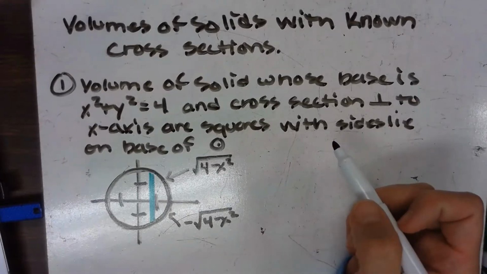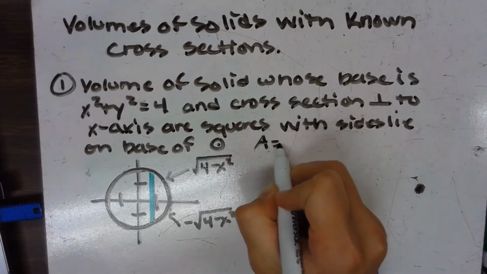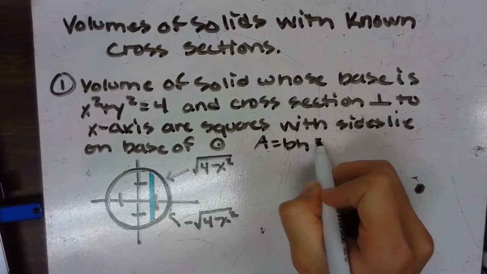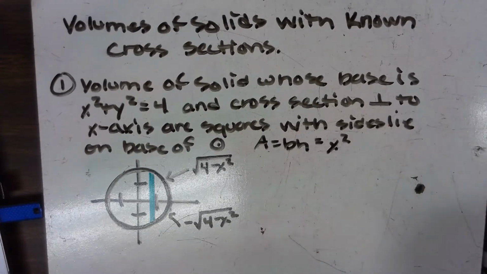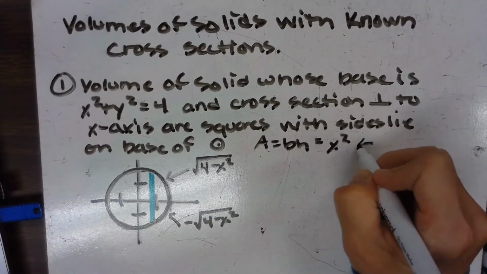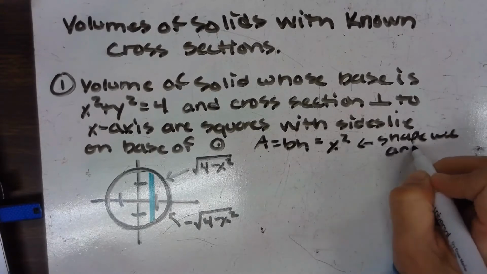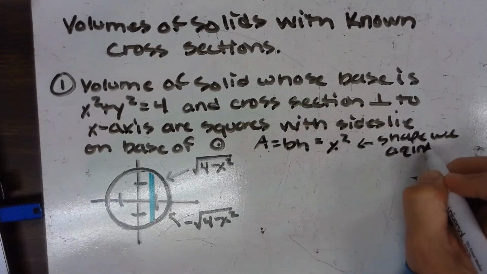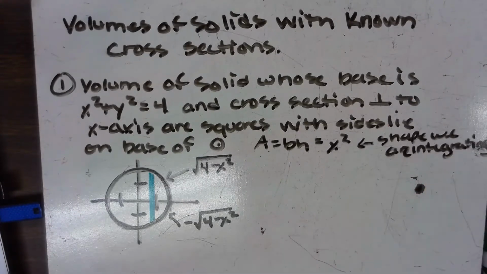Now, we're talking about a square. What is the area of a square? A lot of you will say base times height, or it would be side squared. I'm just going to put x squared for the side squared. This is the shape we are integrating, and that we're taking the cross section of. If I tell you it's a triangle, we'll have the area of a triangle right here, and we will be integrating it.